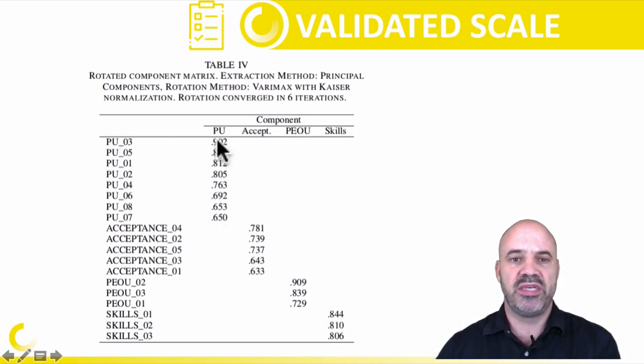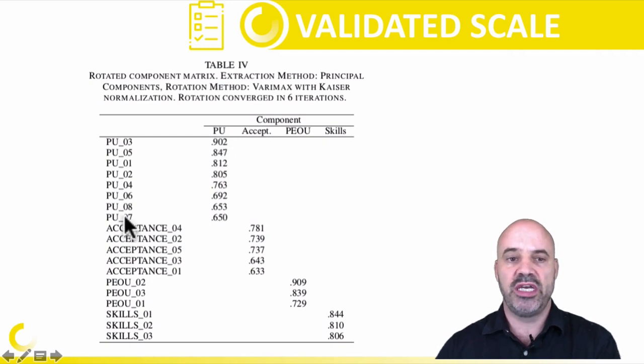So this item here is loading on usefulness, but not on the other ones. What we're looking for is items that load above 0.4. That's the minimum. So what we're getting here is all these items or statements load onto usefulness.